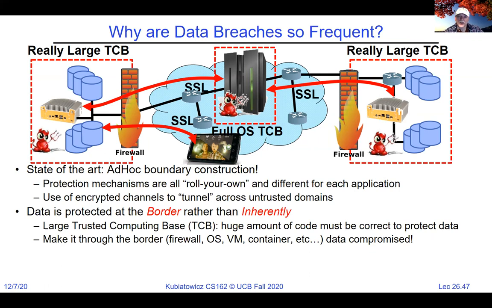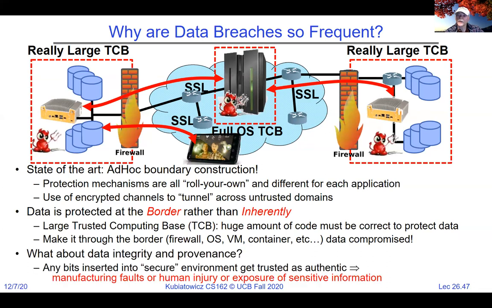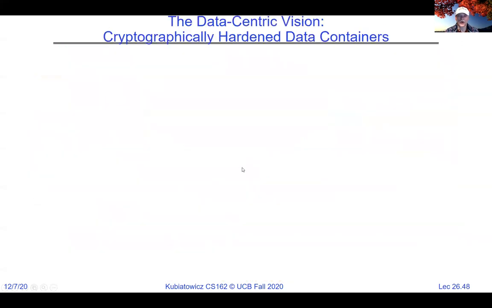Okay, so the real reason we get these data breaches everywhere is because people think that they can put these boundaries up in a way that can't be breached. And of course, we know that's not true. And basically, the problem really is not only are things breached, but the integrity and the provenance of that data is not known. So what do we do?